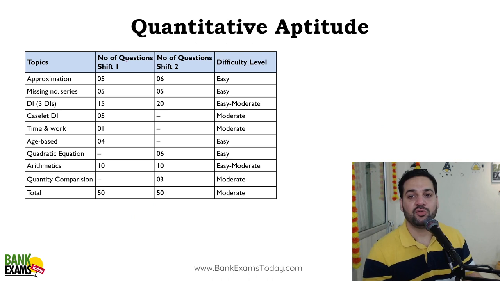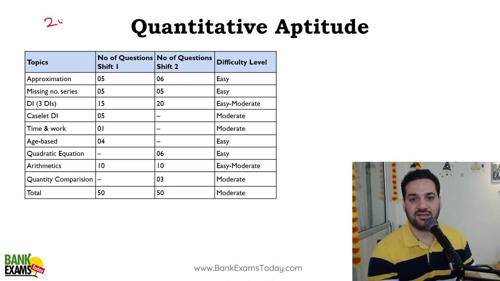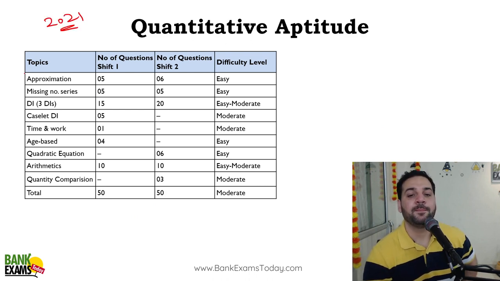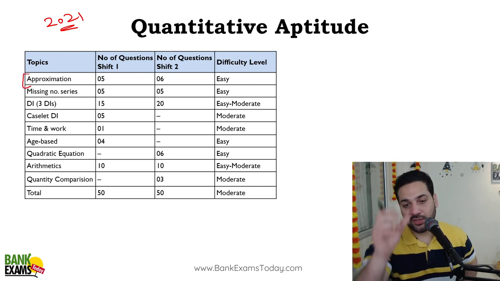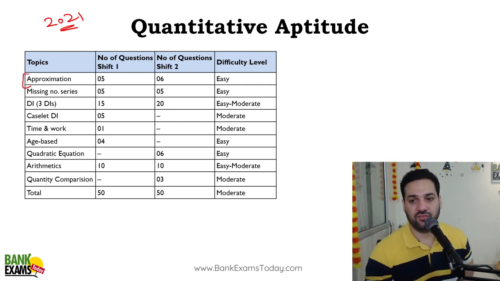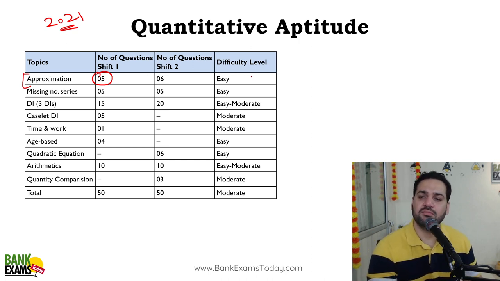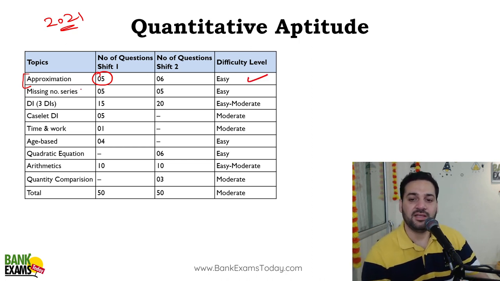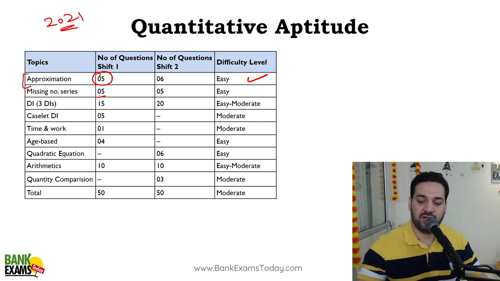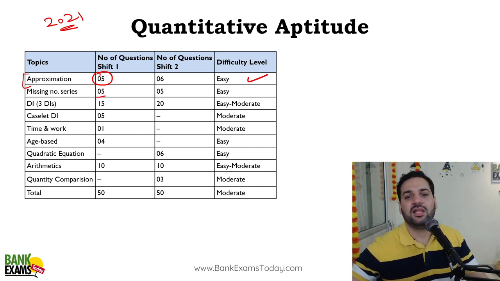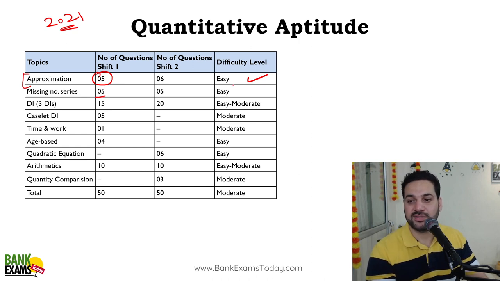So give it a look, students. These are the questions asked in the previous year, in 2021. Trust me, approximation questions were really, really easy. Very easy. In shift 1, 5 questions were there from approximation. Even a 10th grade student can answer these 5 questions within 6-7 minutes, right? Very easy. Then missing number series. Even if you have done the series topic within 4-5 days, you can solve these questions, right?